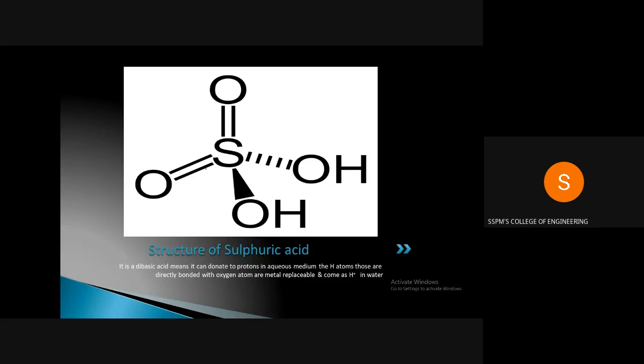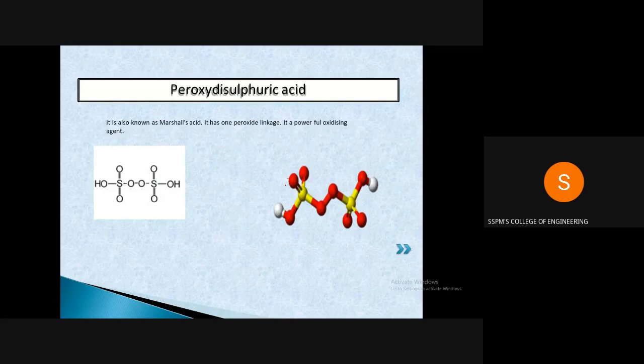This is the structure of sulfuric acid, H2SO4. But it is not a reducing agent. It is a nitrating agent. It is used as a catalyst. It is used as a dehydrating agent. These are the properties of sulfuric acid.